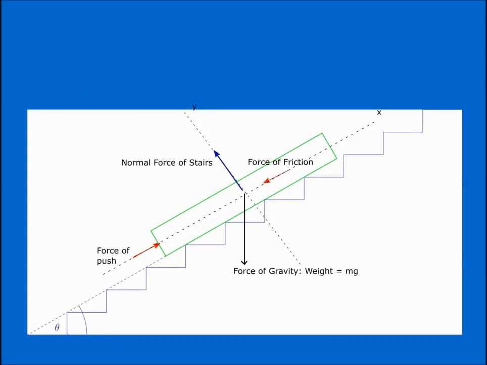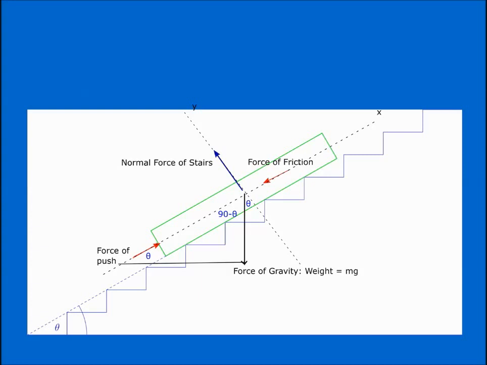Next, we choose a coordinate system. We'll choose the x-axis to be parallel with the stairs and the y-axis to be perpendicular to the stairs. That means that all of the forces except one are going to have only an x component or only a y component. That will make the math in the next step much easier because we won't have to resolve all of those forces into x and y components. Instead, we'll only have to resolve gravity into the x and y component. That's what we'll do next.